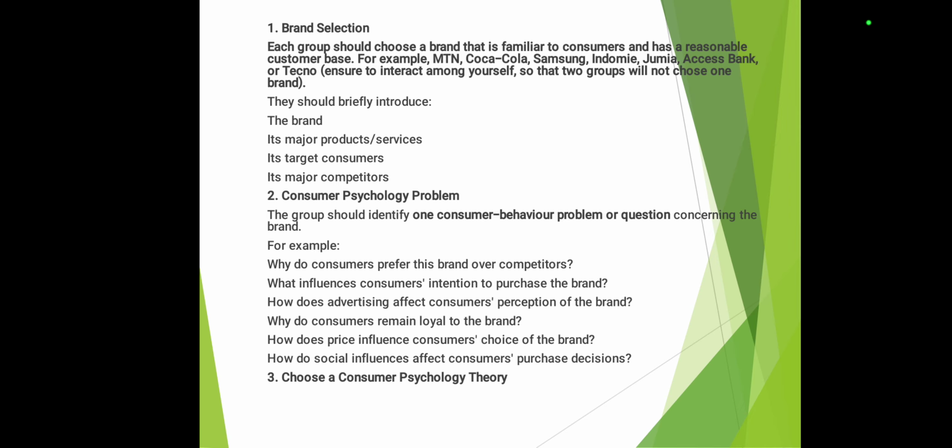Like I said, I told you in class, you will select a brand that you're familiar with. Each group should choose a brand that you're familiar with. It can be a brand that produces goods, or one that offers services. Ensure that you interact among yourselves so that two groups will not choose one brand, you understand? So if one group is going with a particular brand, then another group should not choose the same brand.